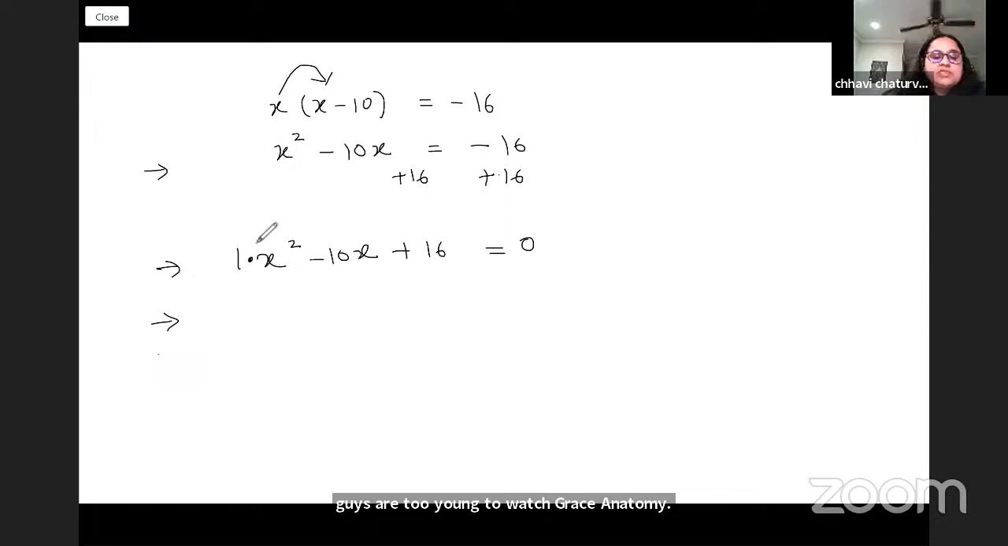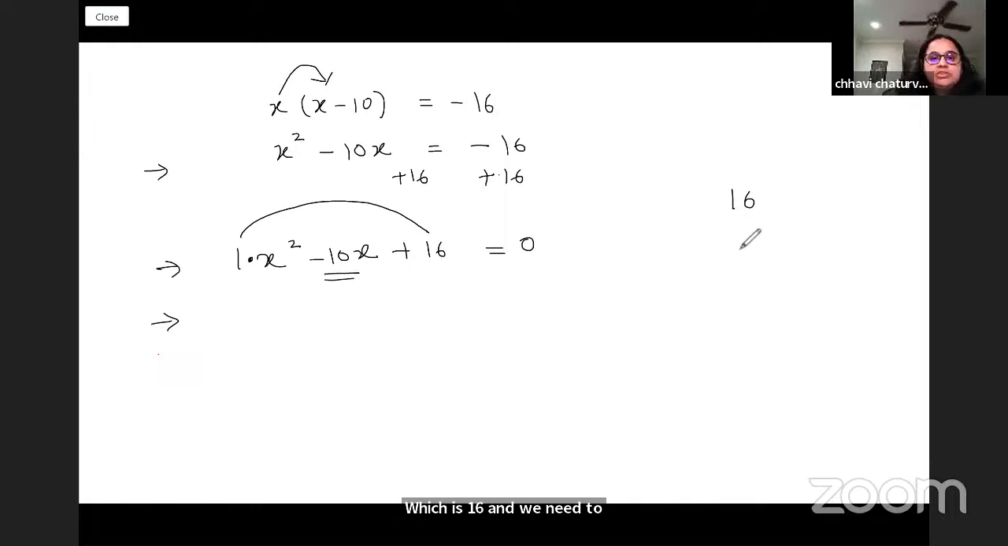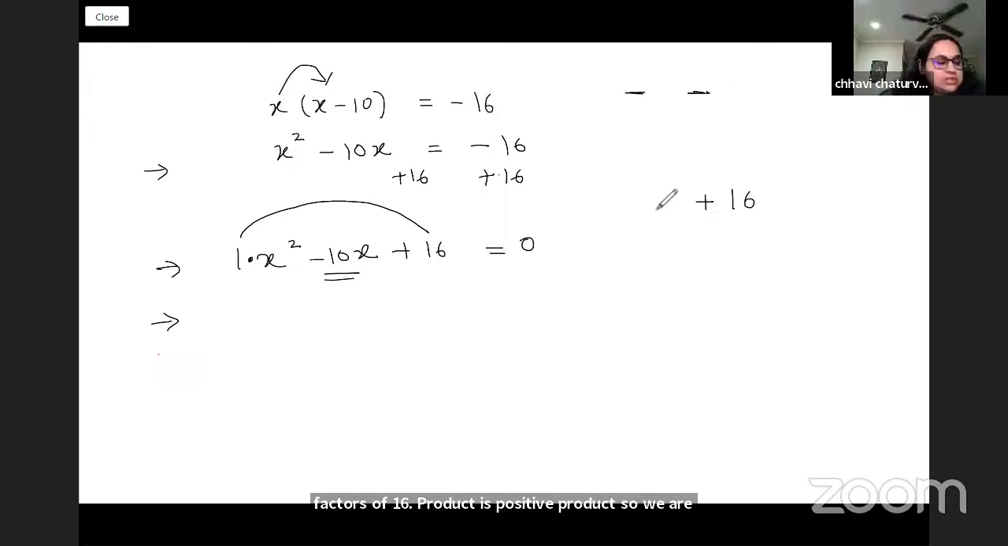1 times positive 16. Find the product of the first and last term, which is 16. And we need to make 10. We need to find the factors of 16. The product is positive, so we are looking for factors of the same sign. So 2 negative factors.